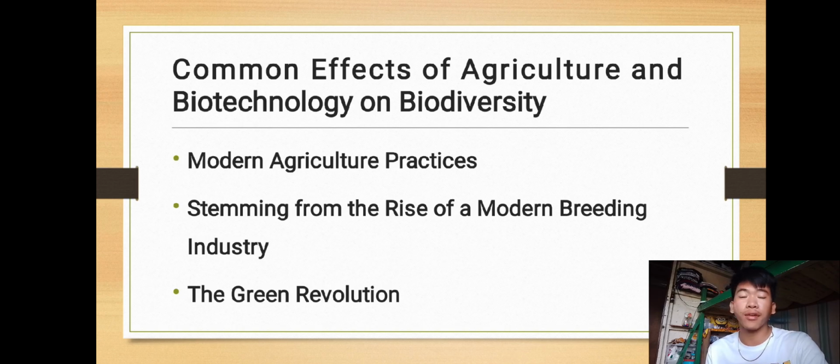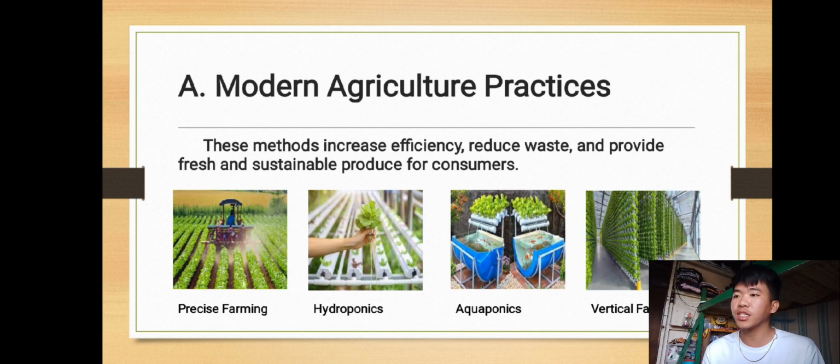So unsa day ining modern agriculture practice? These are the methods that increase efficiency, reduce waste, and provide fresh and sustainable produce for consumers. So, first example is kaning natawag nato nga precise farming. Kaning precise farming, it is very nindot siya nga type of farming in which ginatawag nato siya nga monitor farming. Kay gina-monitor nato ang needs sa ato ang farm, especially if there is kanang disease nga giagian ato ang farm.